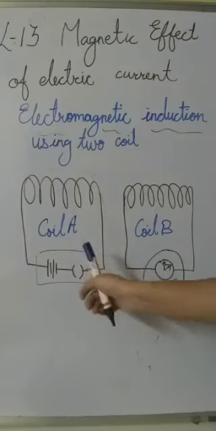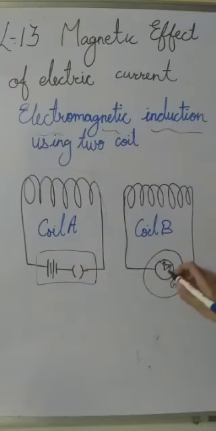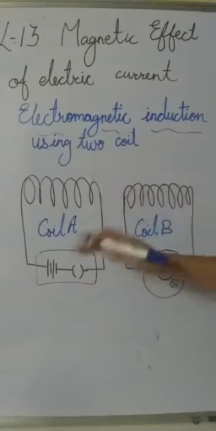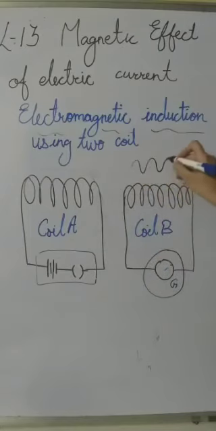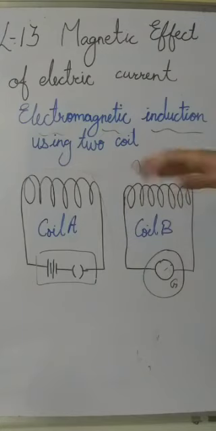If I switch it on and off continuously, then here also the galvanometer will continuously deflect from one end to the other. In the same way I will get AC, that is alternating current, here also. This induced current helped us in a major way, because with this invention we got the electric generator. The same principle is applied in the electric generator.